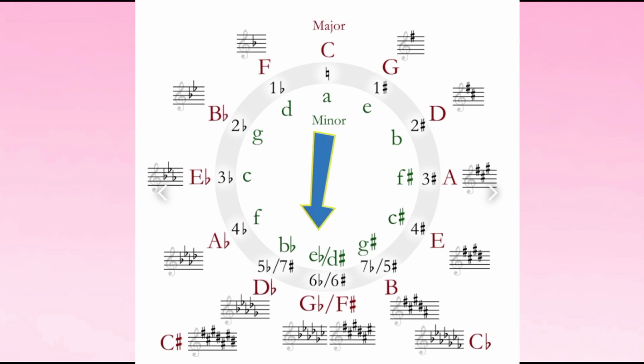The distance between C and G is a perfect fifth. The distance between G and D is a perfect fifth, and so on. This is why the chart is known as the circle of fifths.